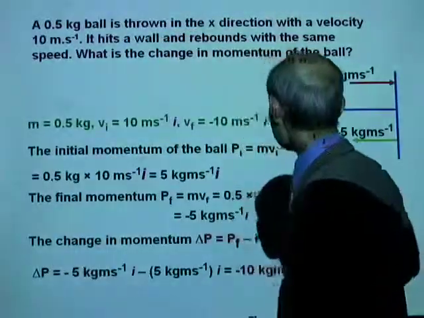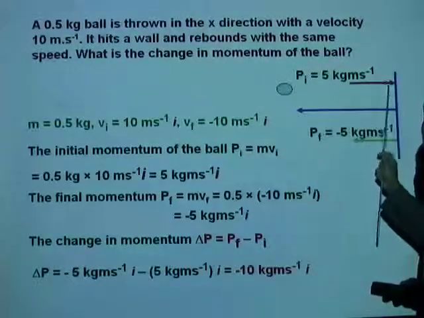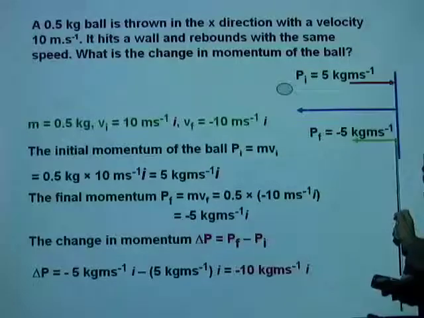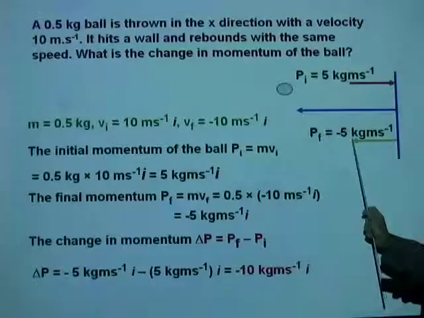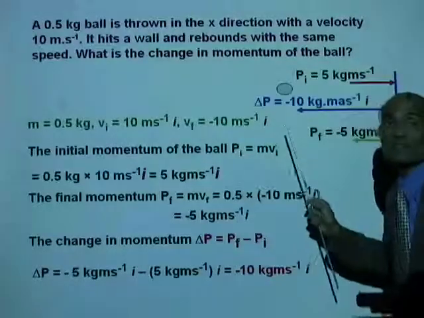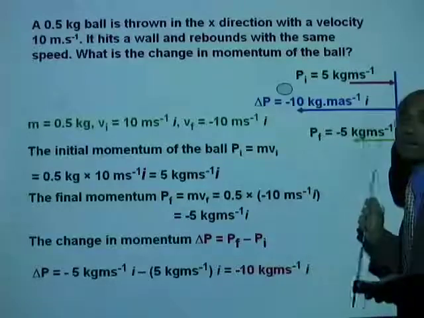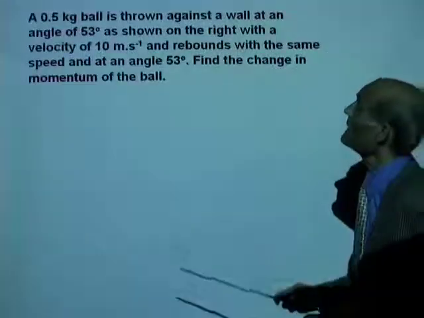Okay. Now, the red arrow represents the initial momentum, the green arrow represents the final momentum, and the blue arrow represents delta P, the change in momentum. Alright? Okay, let's try another.